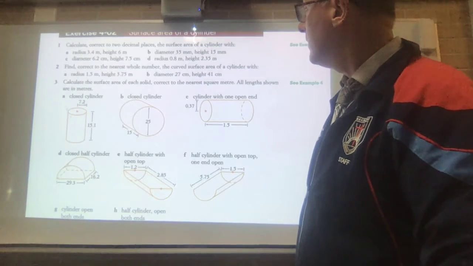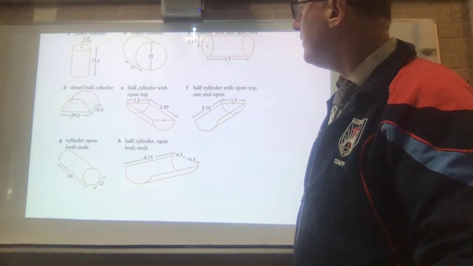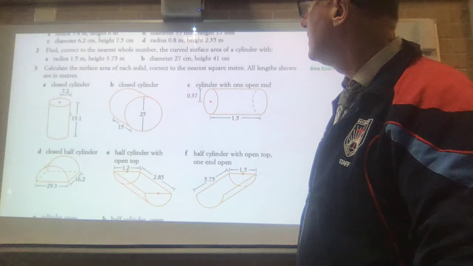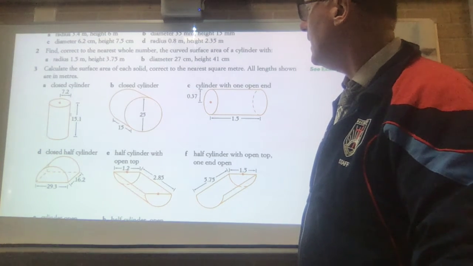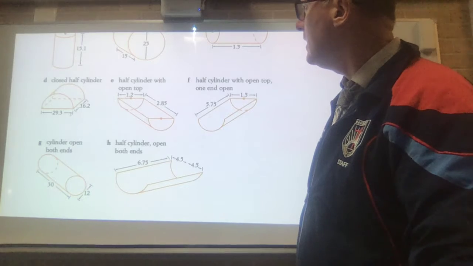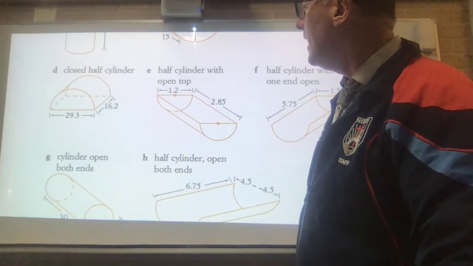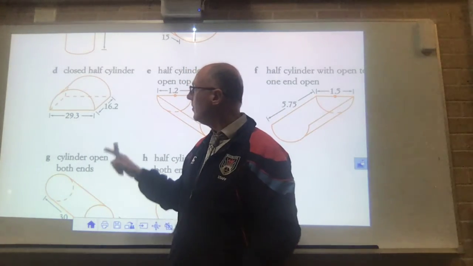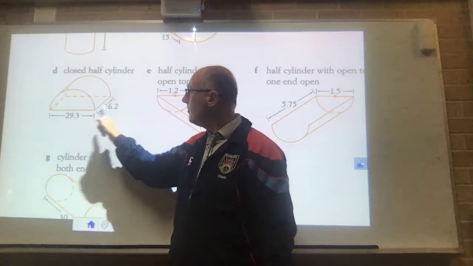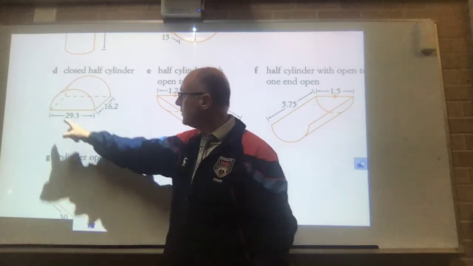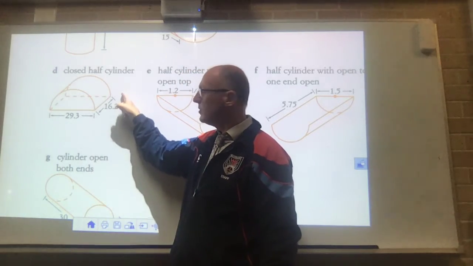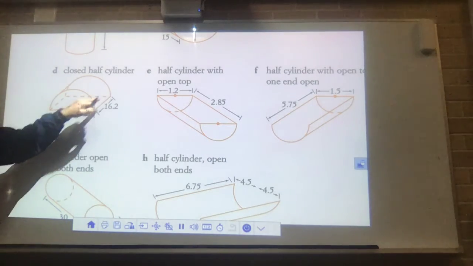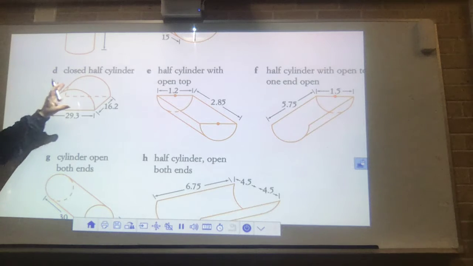So let's have a look at what the others would be like. Okay, so what's different about question D? Getting a little bit harder. Calculate the surface area of each solid. Question D is going to be a little bit harder because what you've got is half a cylinder and then you've got a base on that. So the way you do it is do the base at the end. We know the base is a rectangle of 29.3 times 16.2. So the final answer we get when we do the half a cylinder, we'll have to add on the rectangular base. But let's just do the half a cylinder.